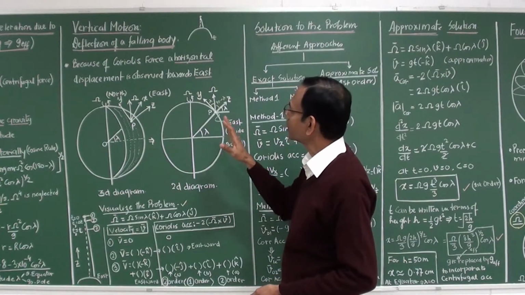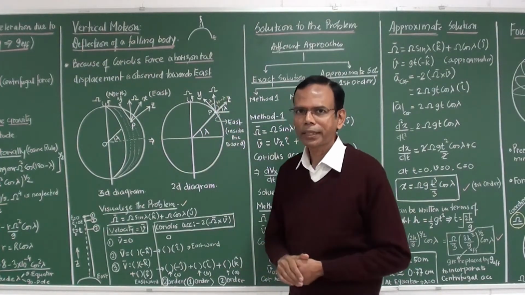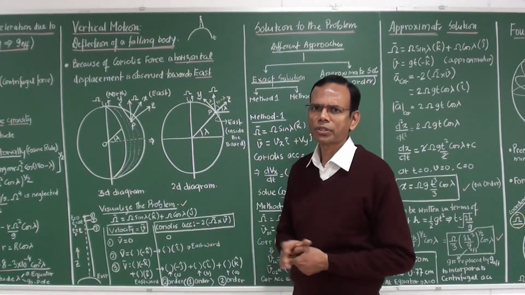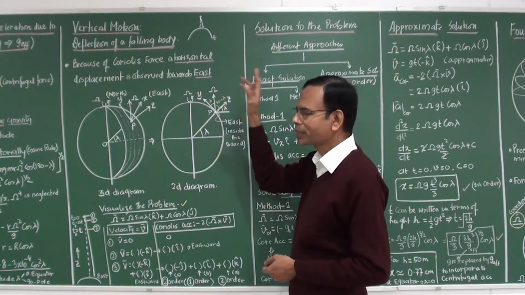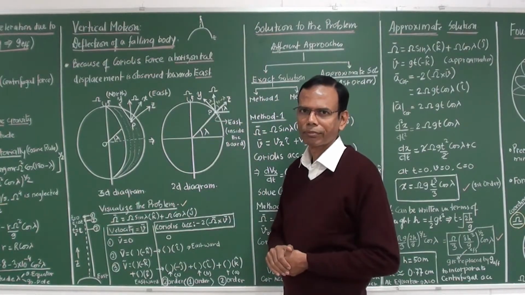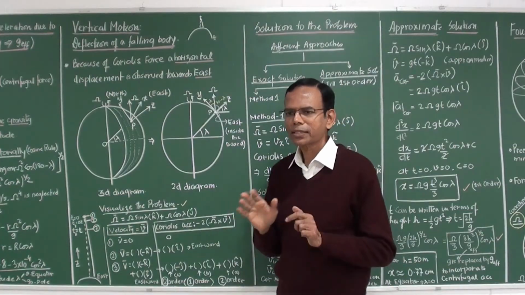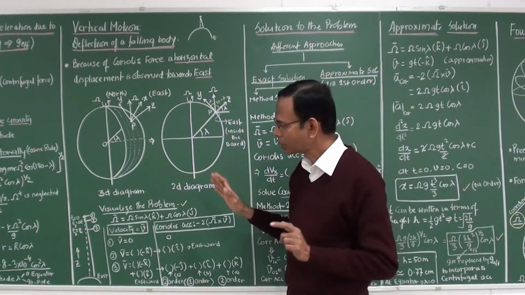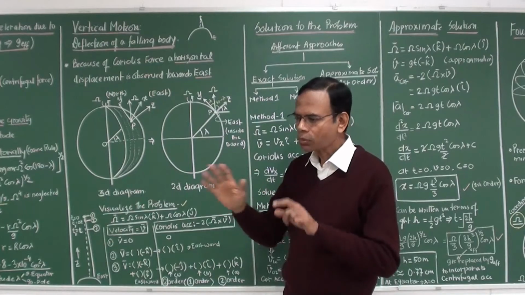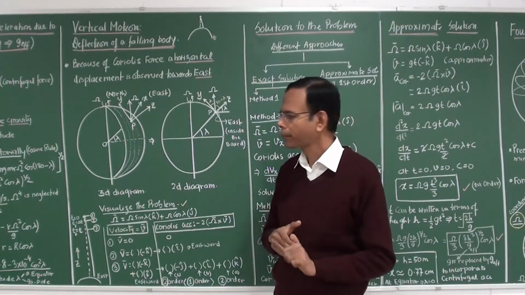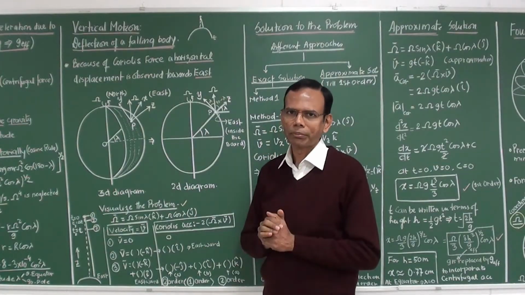Now, when a body is falling from a height h, there is a small deflection which is observed in the direction east. Now we need to visualize the problem. It is a little bit of a difficult problem, how the forces, velocity, Coriolis, all these things are working in the problem.